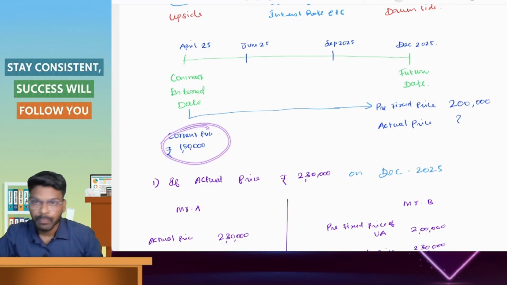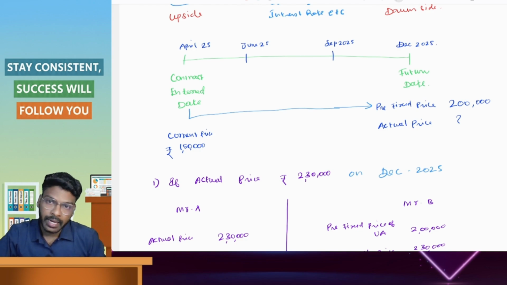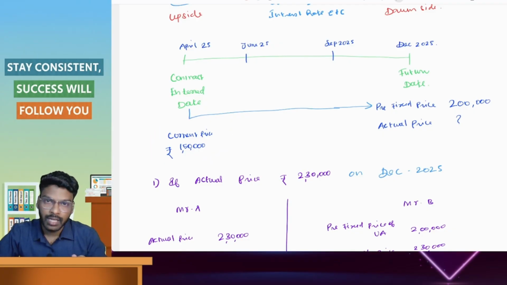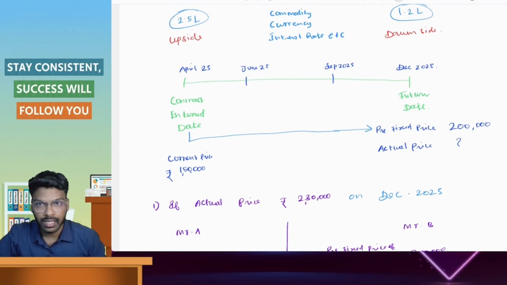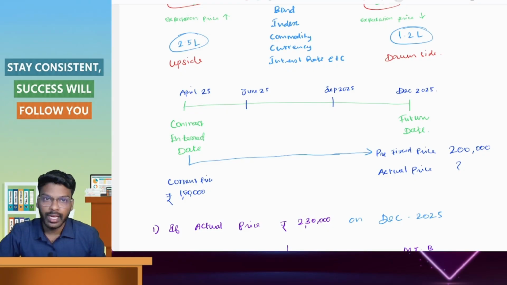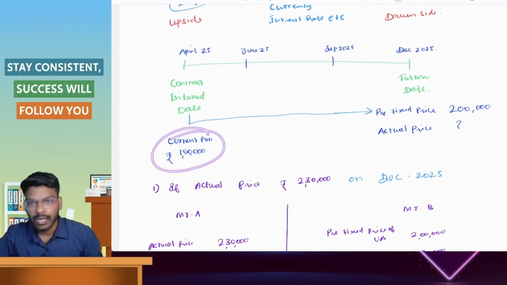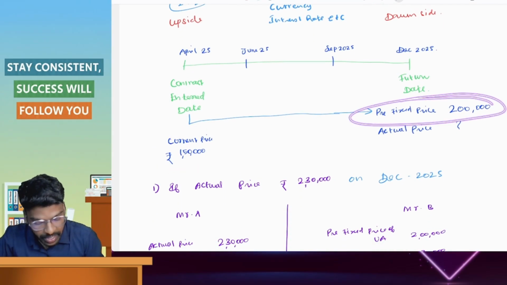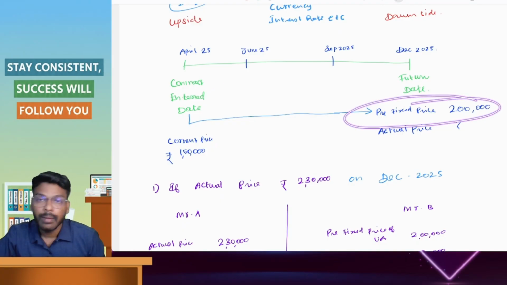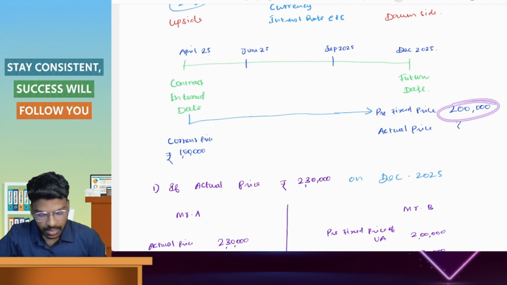The future price will be computed using the spot price, using the time value of money concept. There is a formula I will explain while covering forwards and futures. They will assume a prefixed price. They will compute the theoretical price and enter into a prefixed price of 2 lakh. A and B enter into a contract for a prefixed price, that is 2 lakh rupees.